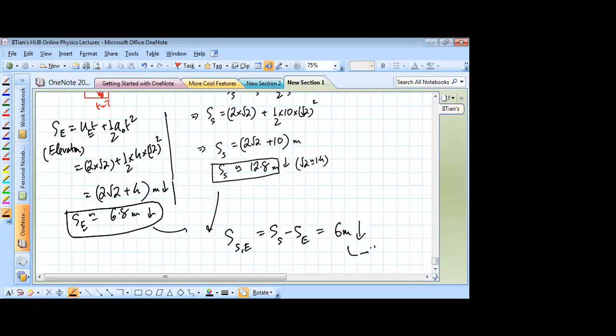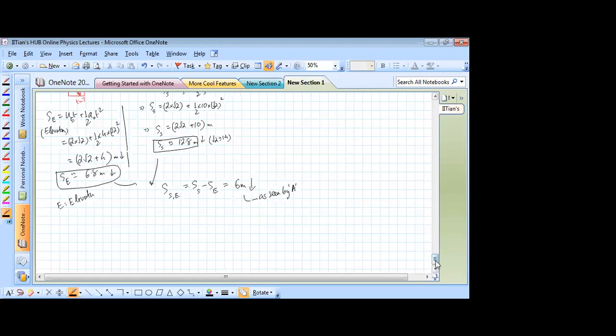And this was as seen by the observer E, because he was inside the elevator. E here stands for the elevator. So that verifies what we have done in the first part.